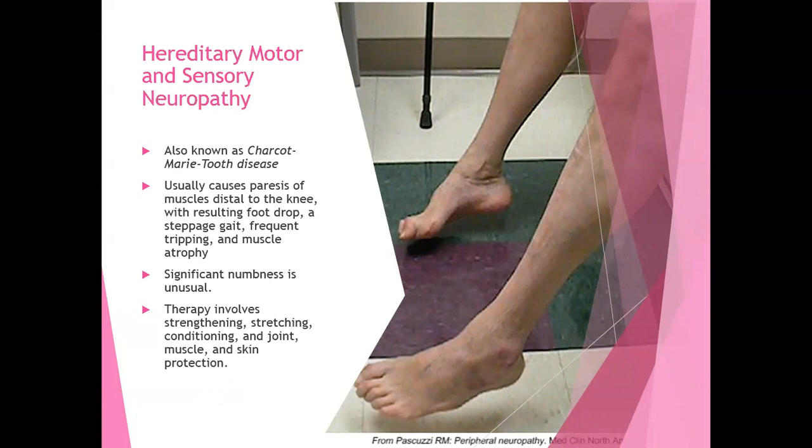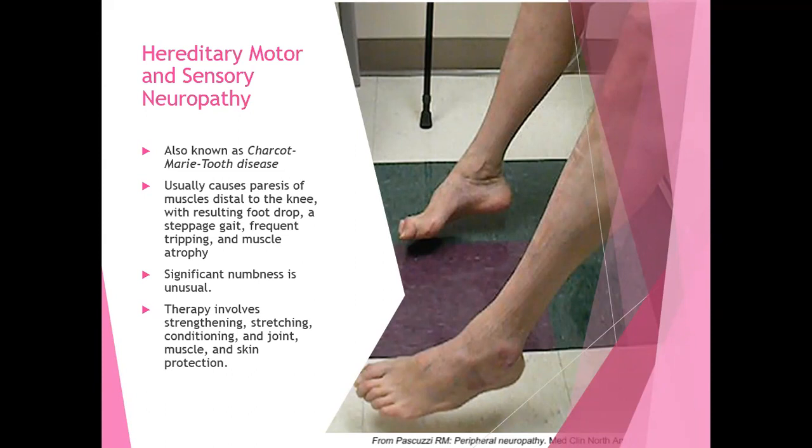But Charcot, Marie, and Tooth were all neurologists that worked together and characterized this particular disease. CMT or HMN usually causes paresis of muscles distal to the knee and results in foot drop, a steppage gait where you have to pick your knee up to advance your foot without dragging your toes, frequent tripping because of that, and muscle atrophy.